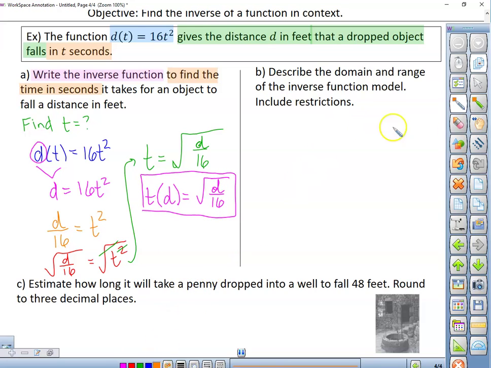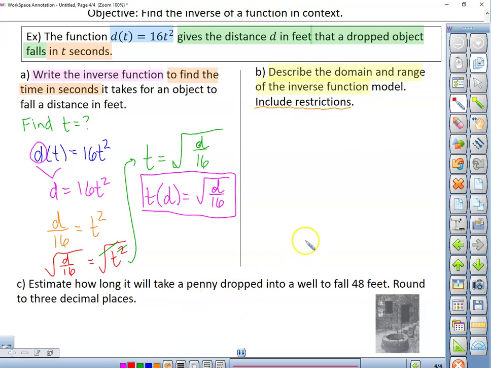So over here in part B, we are looking at describing the domain and range of the inverse function model. And we are supposed to include restrictions, which means that if things have to be positive or non-negative or greater than 5, something like that, we include that information.